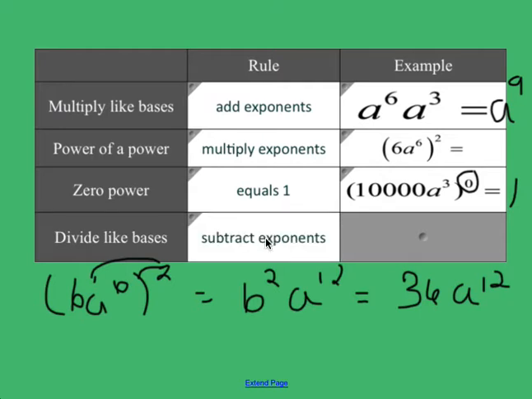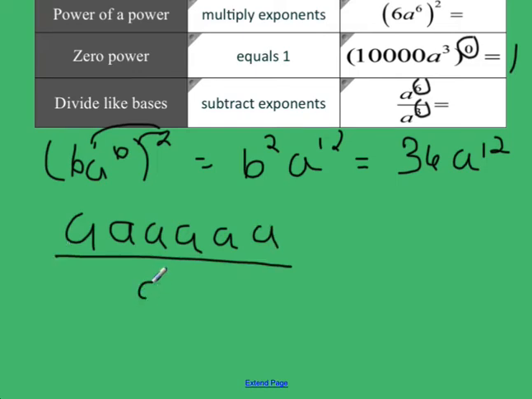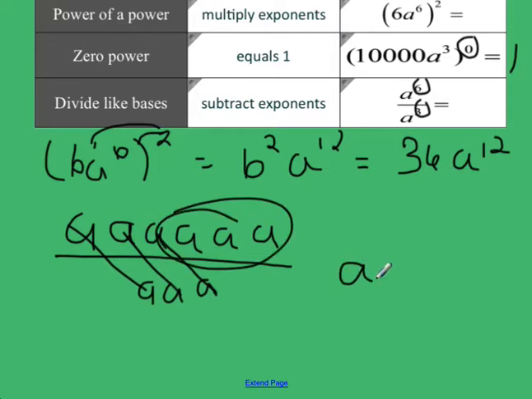Then we're going to divide like bases. When you divide like bases, you subtract the exponents. So when we have a to the 6th divided by a to the 3rd, this is how we actually learn to do it. We learn to write it out 1, 2, 3, 4, 5, 6, and then we divide it by 1, 2, 3. What we're going to do is cancel those out, and we're left with 3 a's up top, so our answer would be a to the 3rd. So those are the rules of exponents that we're going to be applying today.